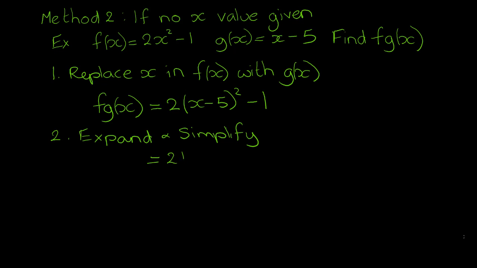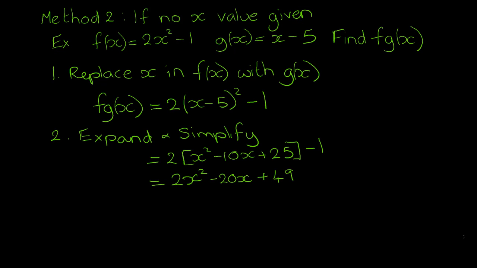So expanding the brackets there, we get 2x squared minus 10x plus 25 and the minus 1 on the end. And if we tidy that up, we get 2x squared minus 20x plus 49.